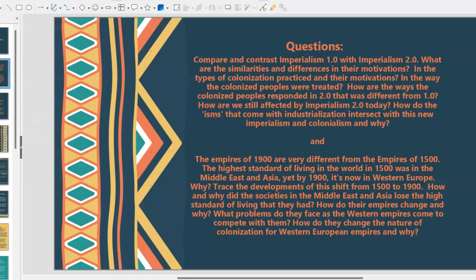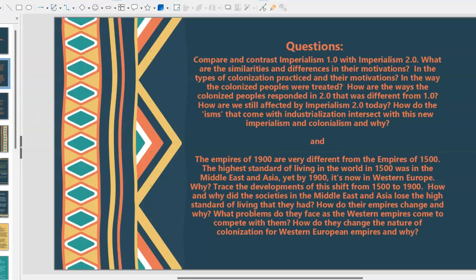All right. Now, again, that's under imperialism 1.0, but it talks a lot about colonization, which is why you need to be sure you understand the differences. The second question: the empires of 1900 are very different from the empires of 1500. The highest standard of living in the world of 1500 was the Middle East and Asia, yet by 1900 it's now Western Europe. Why? Trace the developments of this shift from 1500 to 1900. How and why did the societies in the Middle East and Asia lose the high standard of living that they had? How do their empires change and why?